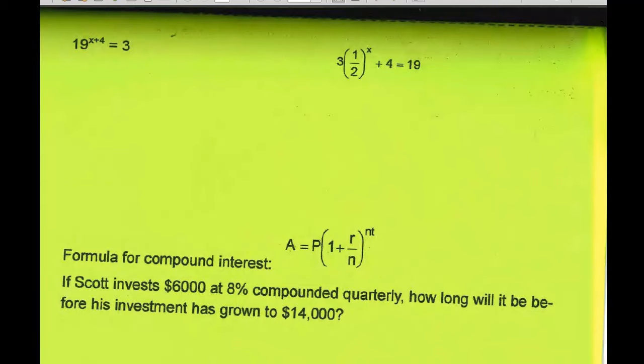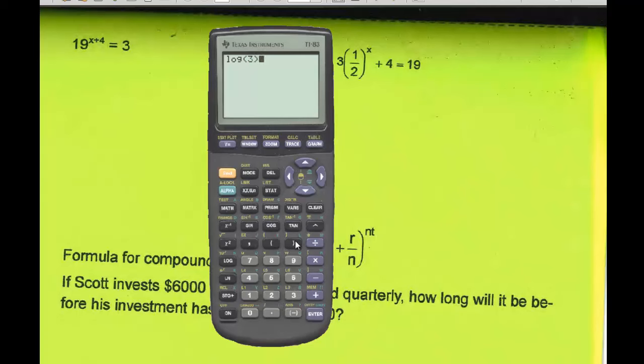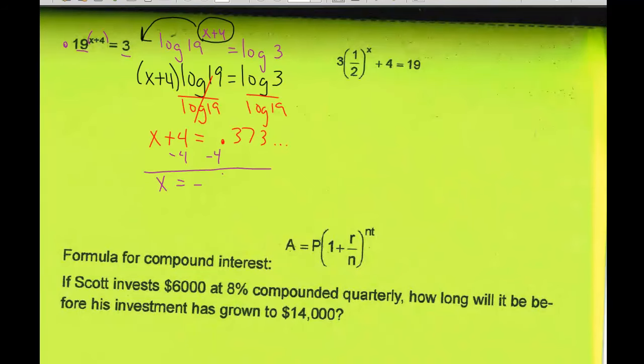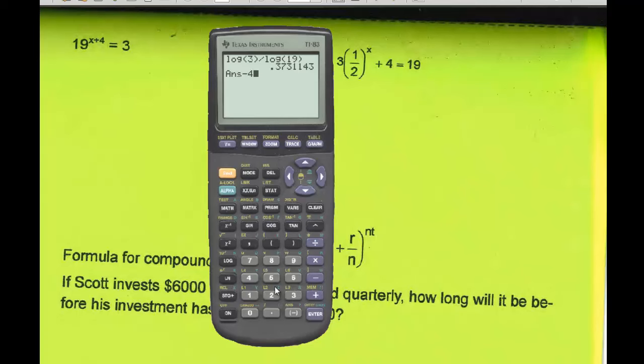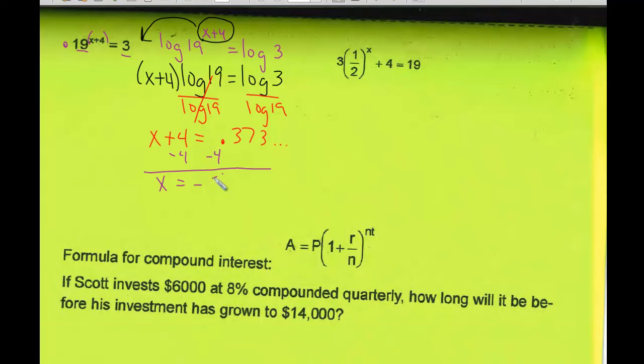So let's figure this one out. Log of 3 divided by log of 19 is 0.3731143. Subtract 4 from both sides. We get negative 3.626, but remember we're rounding to the 3rd decimal place, so it's 3 and 627 thousandths. Negative 3.627. Don't forget the negative sign.